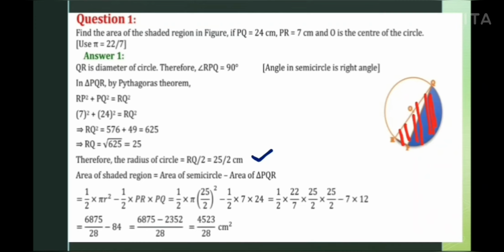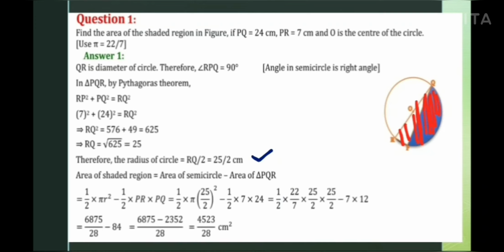Area of each semicircle is 77. So area of two semicircles is 77 into 2, that is 154. So the area of the shaded region will be 196 minus 154, that is 42 centimeter square. In this way we have to solve question number 3.